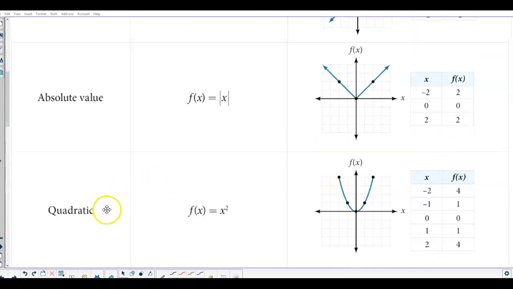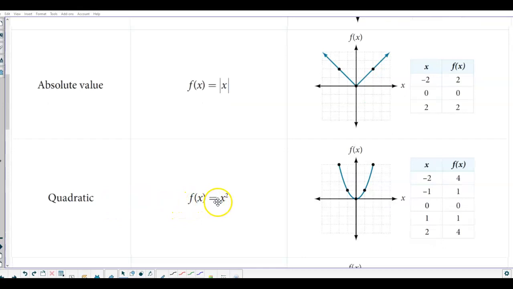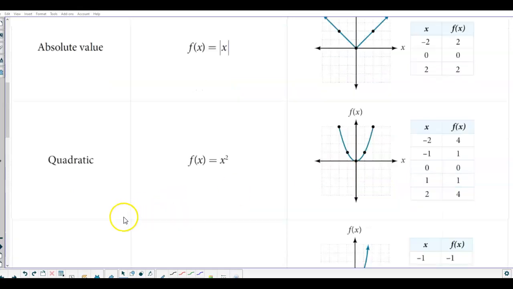Then we have a quadratic function. Quadratic function, f of x is equal to x squared. If we plug in the values for x to be -2 and we square it, we get an output of 4. So -2 and then up 4. If we put a -1 in for x and square it, we get +1. So -1 and then up 1. If we put in 0 in for x and square it, we get 0. So we have 0, 0. If we put in +1 and square it, we get 1. So we get 1, 1. And we put in +2 and square it, we get 4. So we have 2 and 4. So this is a quadratic function.